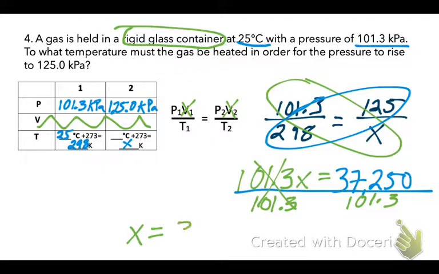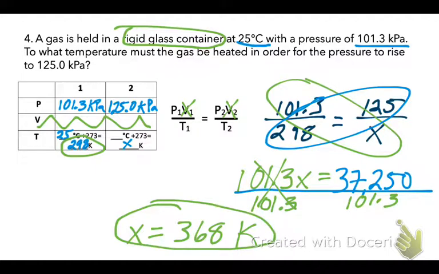368. And again, since this one we converted to Kelvin, our answer is already in Kelvin. I do not have to add 273 to it or subtract it. Since my temperature 1 I converted to Kelvin, automatically my temperature 2 is also in Kelvin. Isn't that nice? Yay!